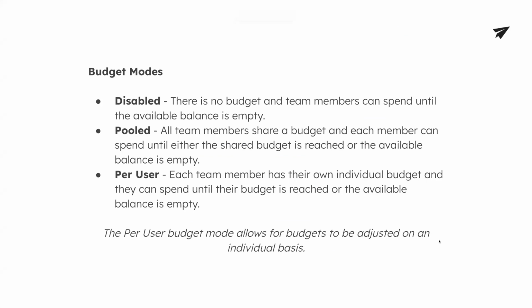Let's do a quick review. Budget modes, probably the most important thing that we talked about today. Remember, disabled means that there's no budget and team members can spend until the available balance is empty. Pooled, all team members share a budget and each member can spend until either the shared budget limit is reached, or the available balance is empty. And per user, each team member has their own individual budget and they can spend until their budget is reached or the available balance is empty. The per user budget mode is the only mode that allows for budgets to be adjusted on an individual basis.